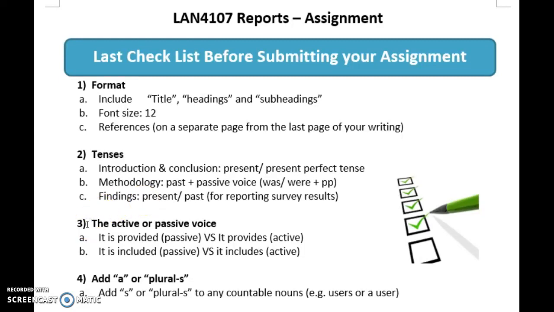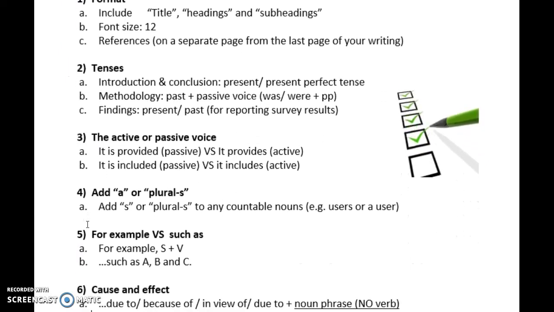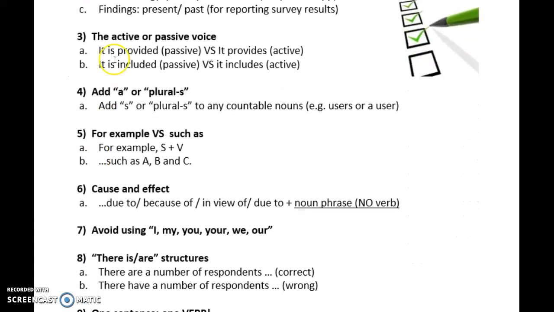If you're talking about factual information, you can just use the simple present. Number 3, the active and the passive. So don't mix up these two voices. The forms are listed here. When you say it is provided and it provides, you look at the form. Is provided is PP, so that is in the passive voice. It provides is the active voice.